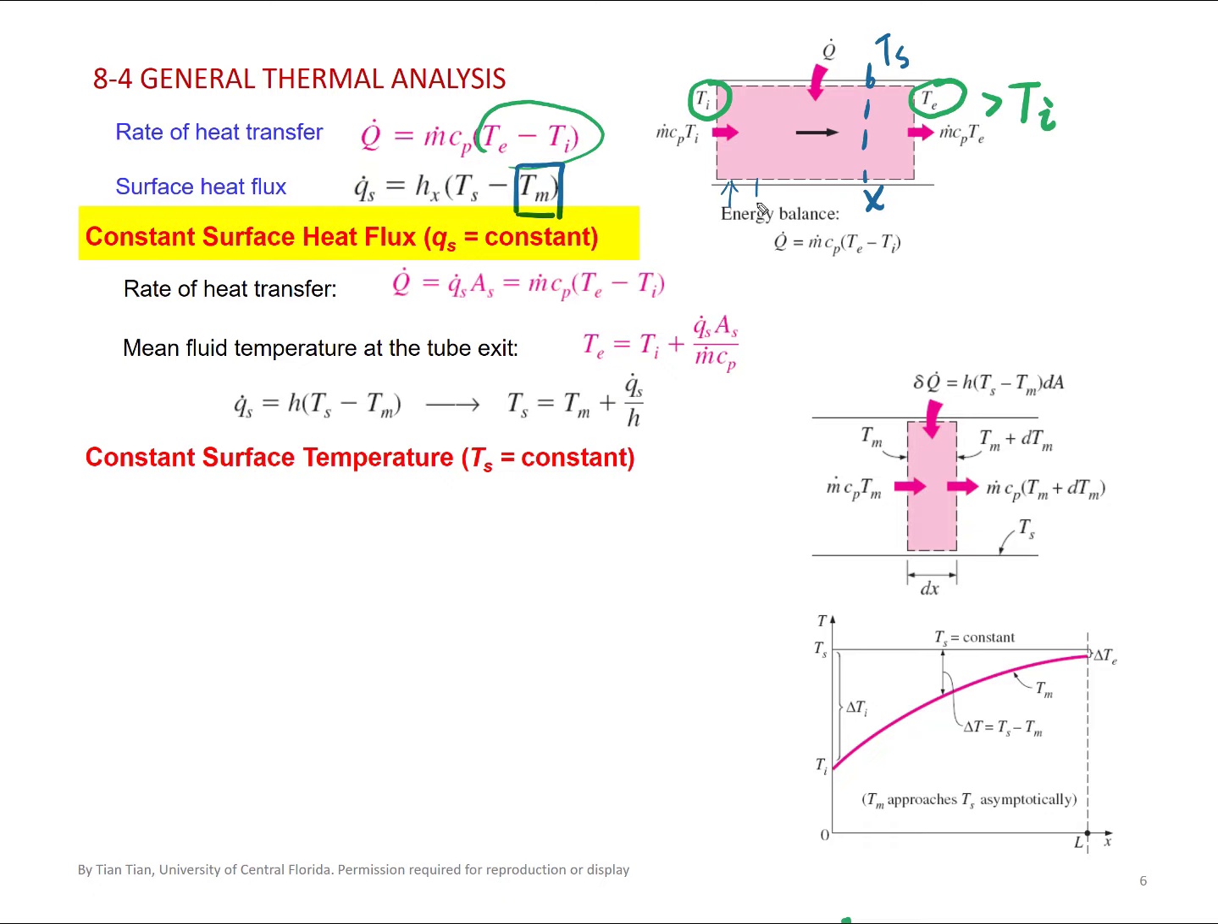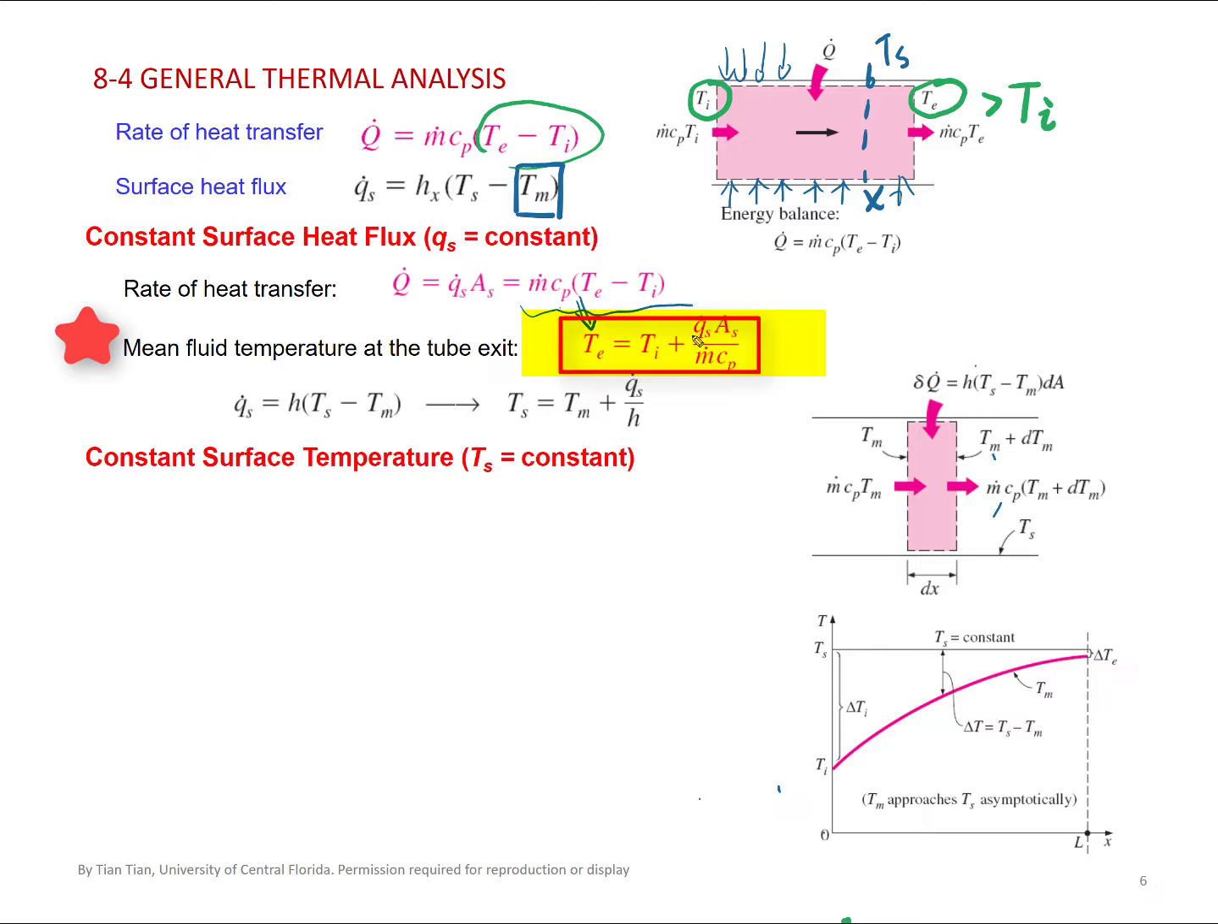If the surface is subjected to constant heat flux, then we can express the total heat transfer rate by heat flux multiplied by the surface area. In the meantime, we can also express this heat rate by Cp m delta T. From this, we can obtain the exit temperature in terms of inlet temperature Ti and surface heat flux qs.